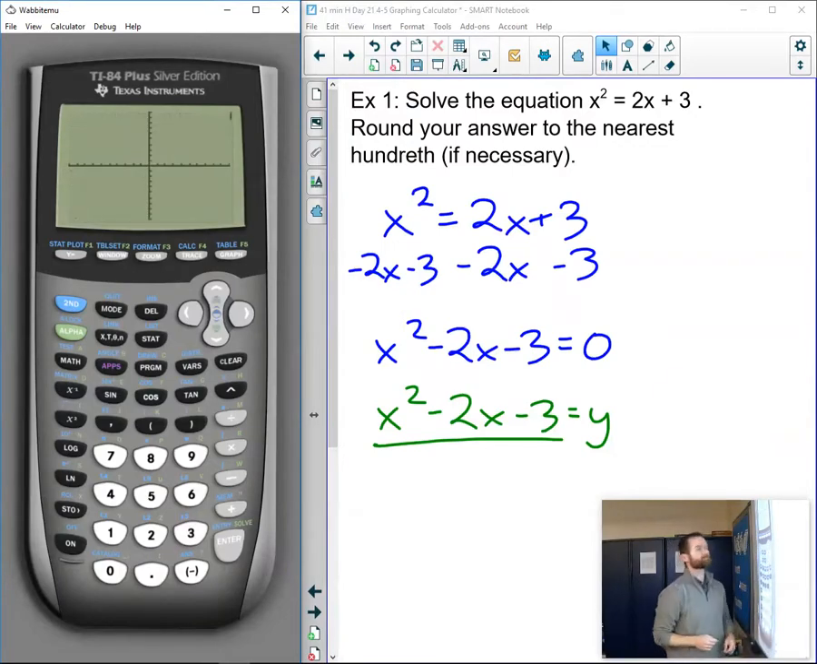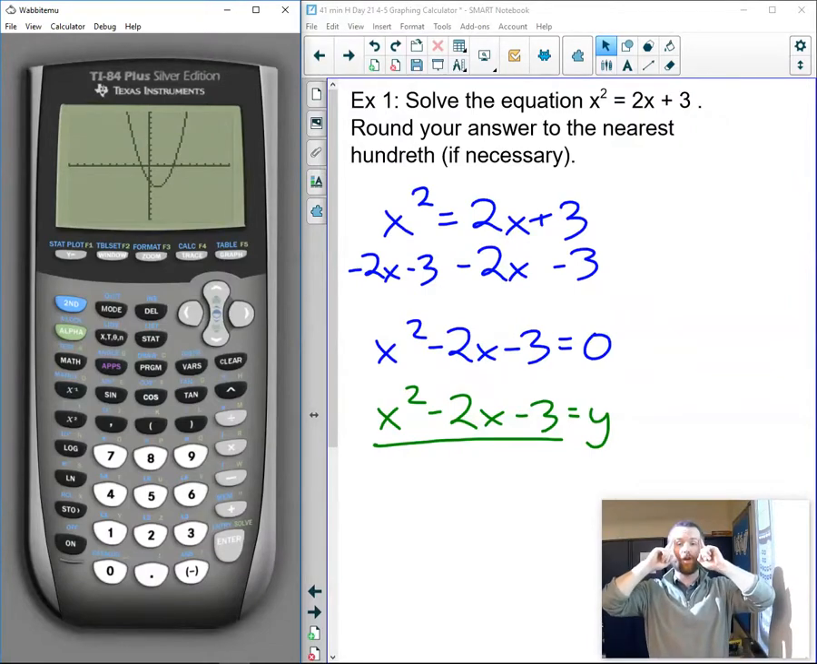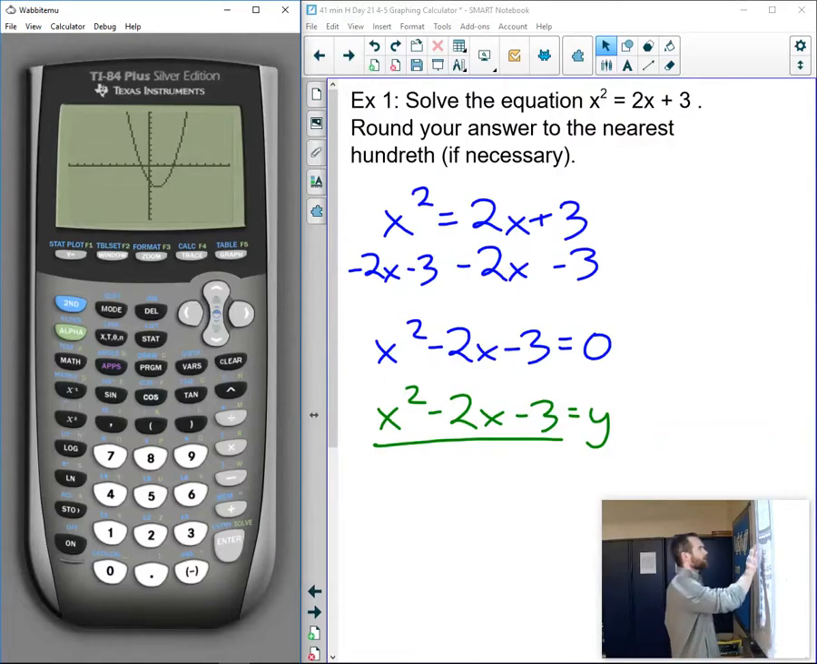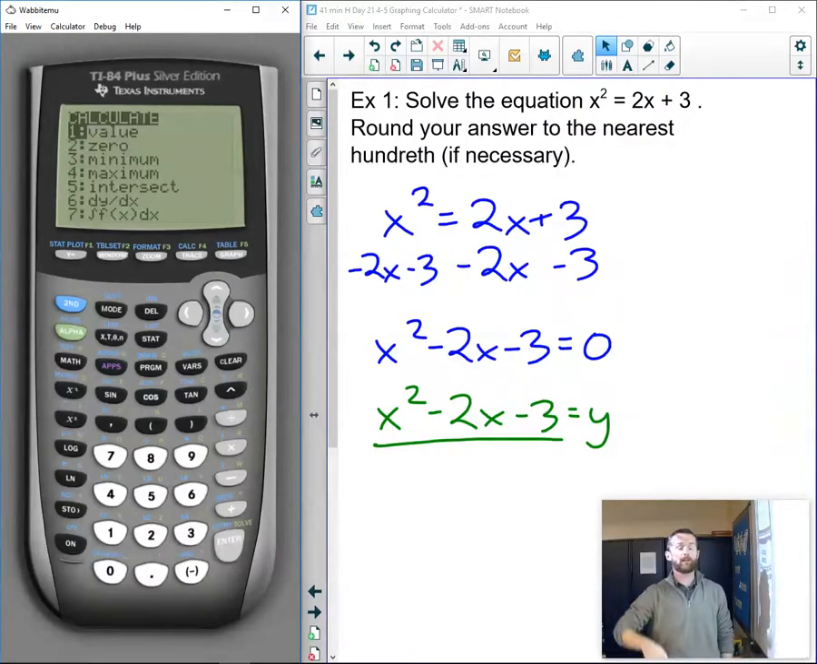Then we hit graph, and we get a nice parabola. Now remember, the real roots are on the x-axis, so we can see two real roots right here. So I'm going to go to second, calculate. That's where we go to find things in our graphs, or at least that's one place we can go.